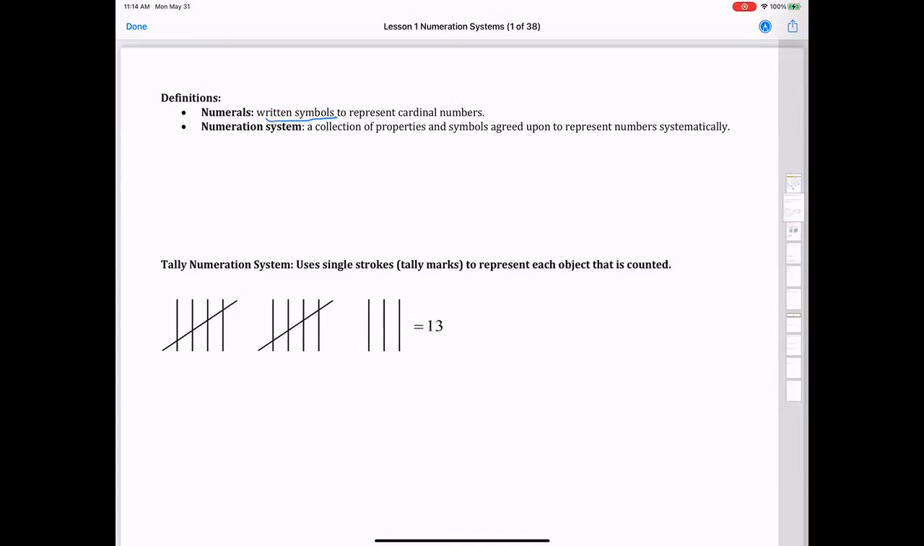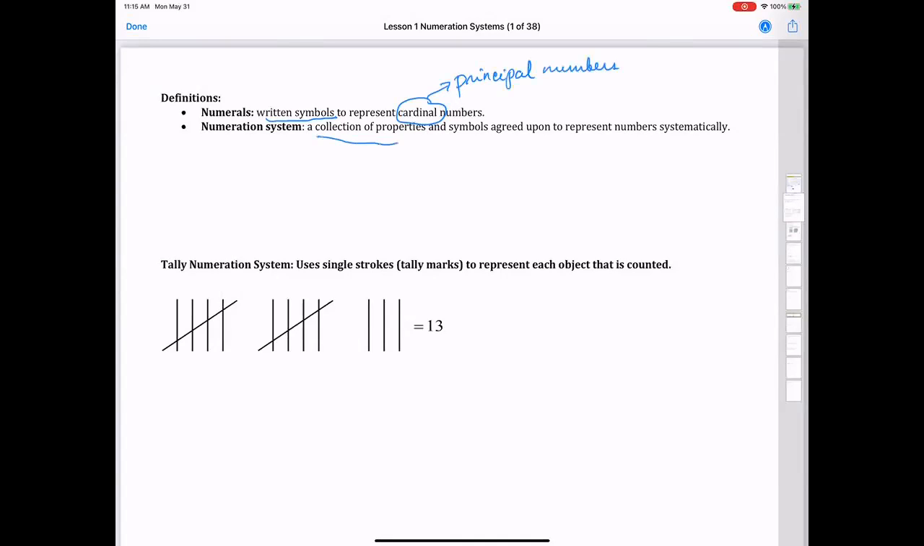The word cardinal means principal numbers. And in math, when you say cardinal numbers, you mean counting numbers, numbers that you use to count. Because the numbers that we use to count are the principal numbers, the numbers that we often use in real life. So what is a numeration system?